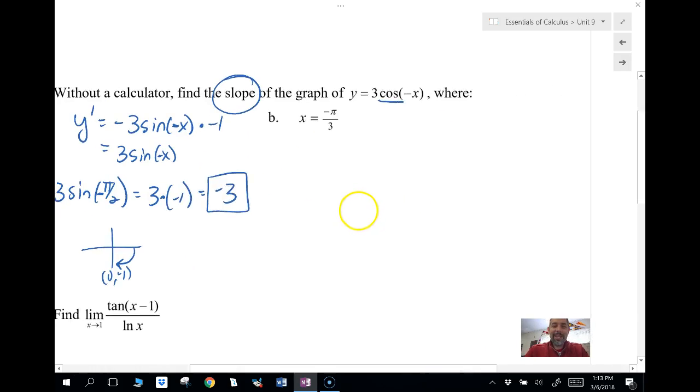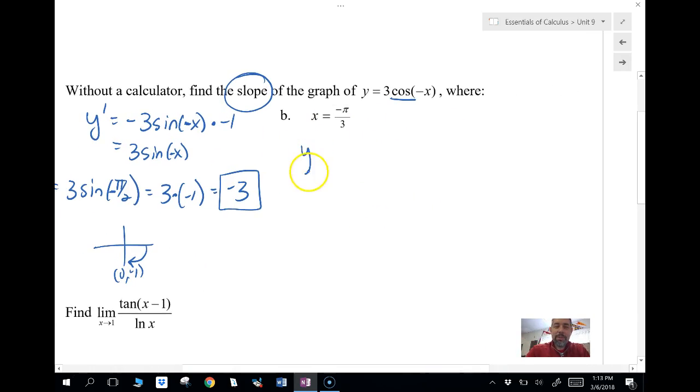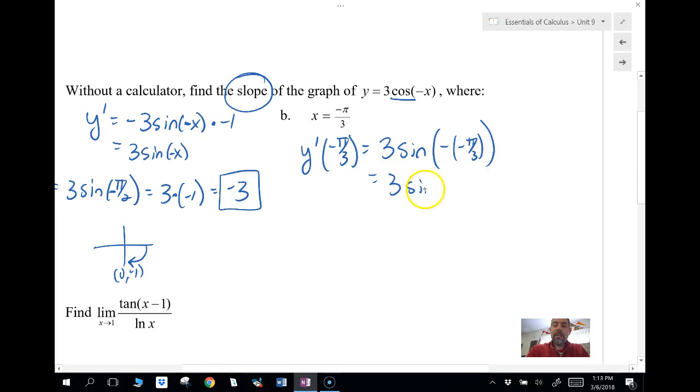Okay, so let's do the next one here. What we're doing is y prime of negative pi over 3. And that's going to be 3 times the sine of negative pi over 3, which is 3 sine of pi over 3. And because I know my unit circle so well, it's going to be square root of 3 over 2.